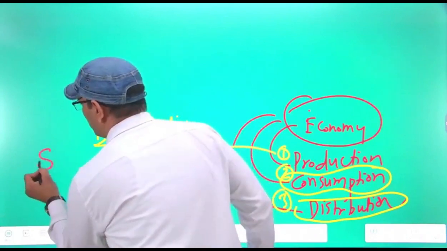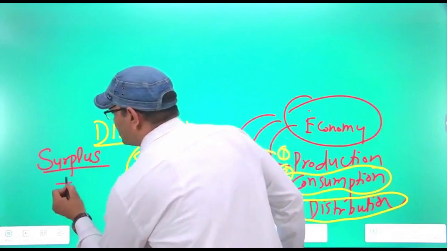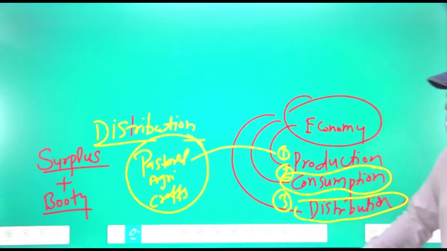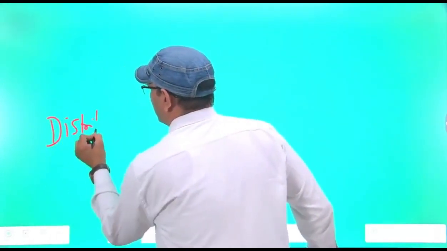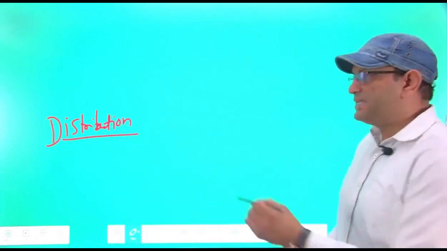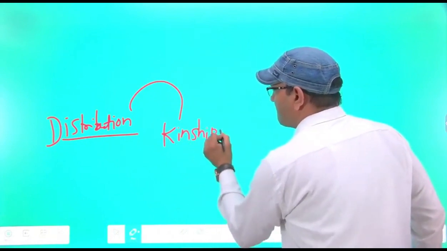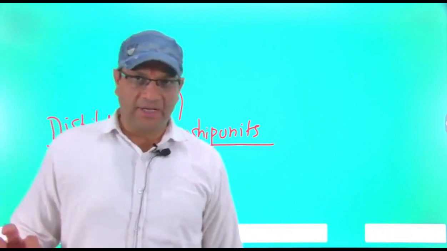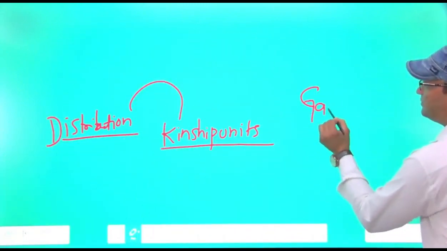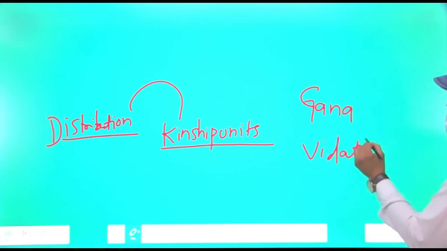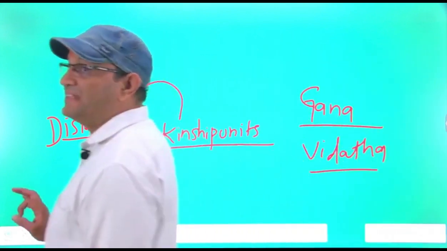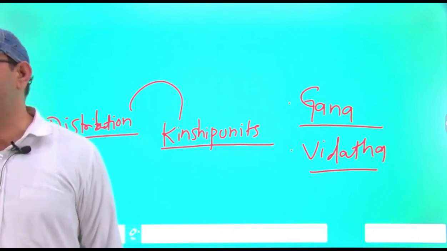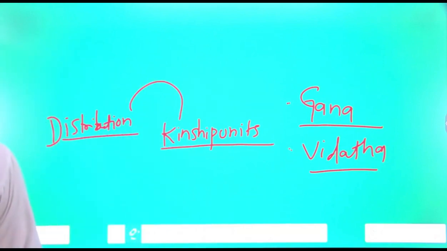Distribution is in two forms. First, distribution of surplus, plus distribution of loot. Right? So now the whole system has gone on distribution of resources, right? First of all, these distributions were based on kinship units, right? Kinship units were there to distribute things. Now, what are those kinship units? Gana and Vidatha. These were the units of distribution, whether of duty or of surplus. So distribution will be by Gana and Vidatha, both.